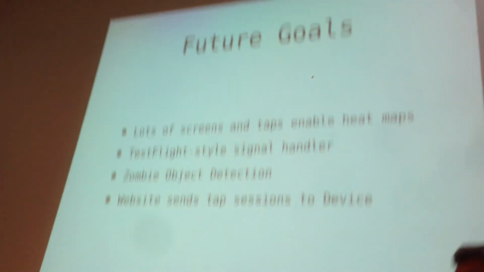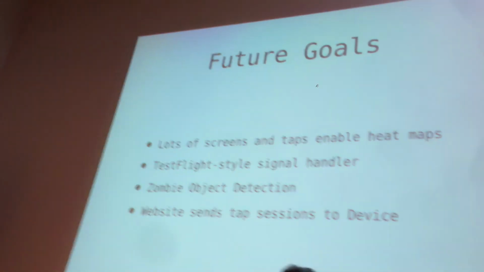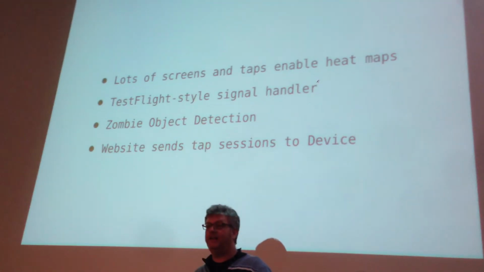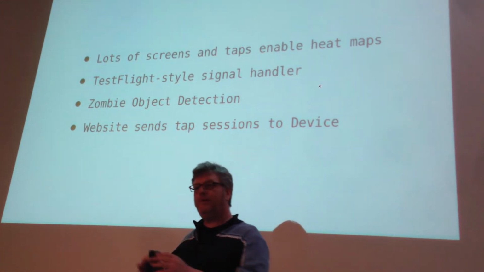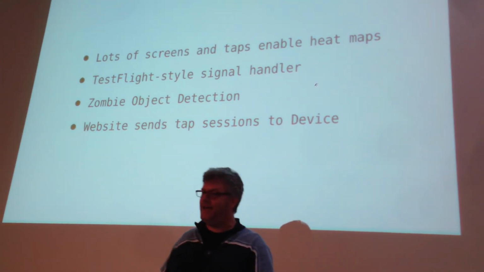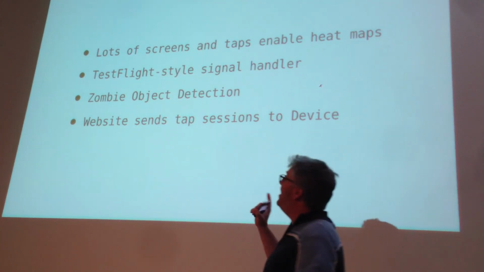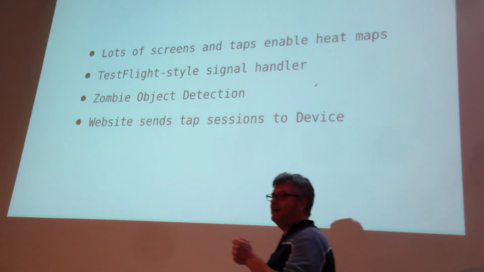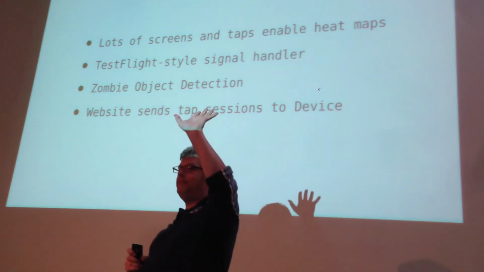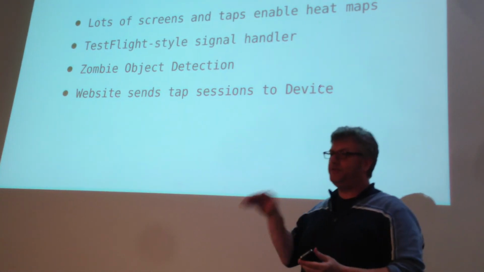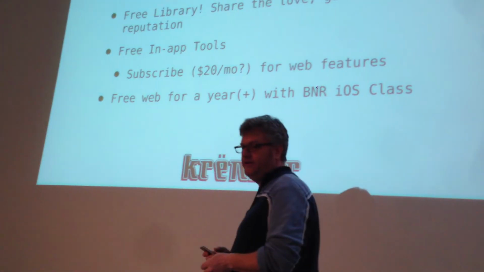Some of the future goals we have: if we are collecting a lot of taps and a lot of screens from people, we can actually develop heat maps and show how the apps get used in the field. We're going to put in a signal handler so that if your app does crash, we upload all that stuff to the cloud and you can have a look at it like TestFlight shows you. When you deallocate an object for the last time, we're going to catch it and say, you have a zombie, and pop up an alert. And then the website will be able to transmit all the taps and the traffic down to the device.